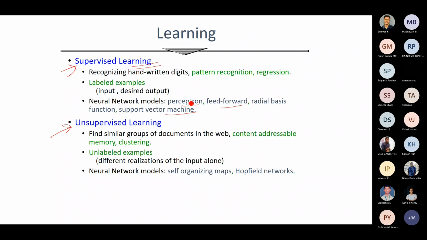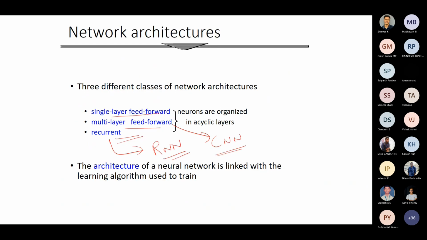The models that are typically used are the perceptron model, or the feed-forward model, or the radial basis function model, or the support vector machine model. The support vector machine model can also be looked upon as one form of supervised neural network model. We will come back to that later.